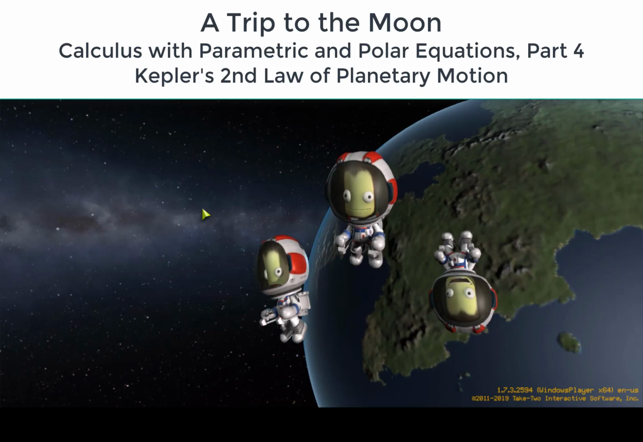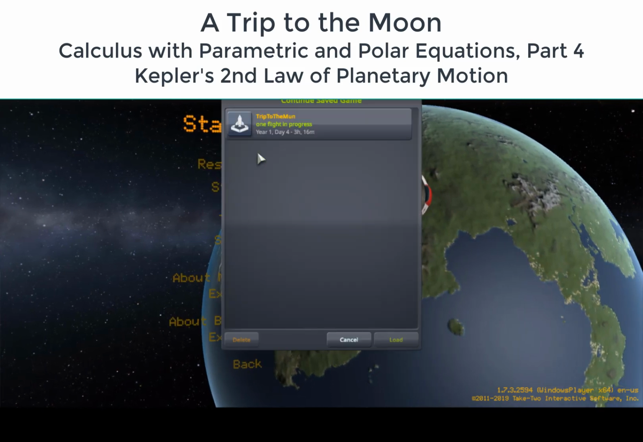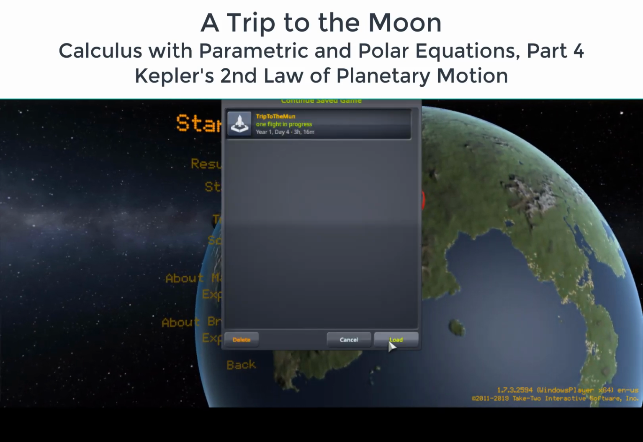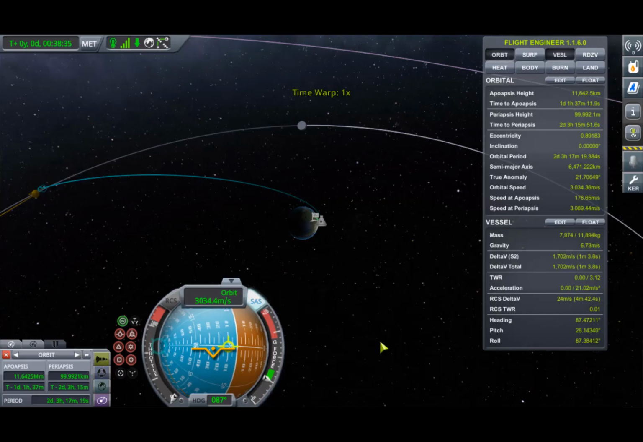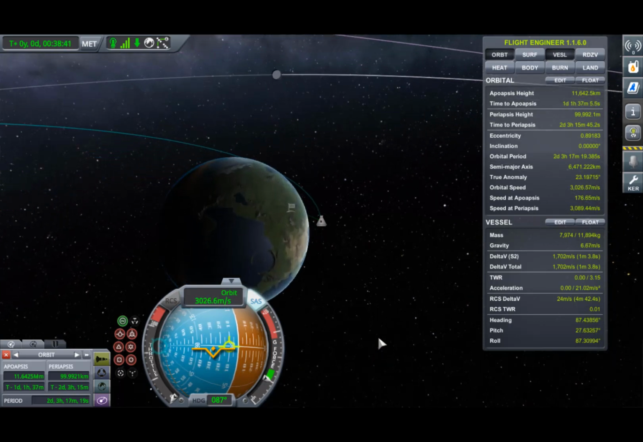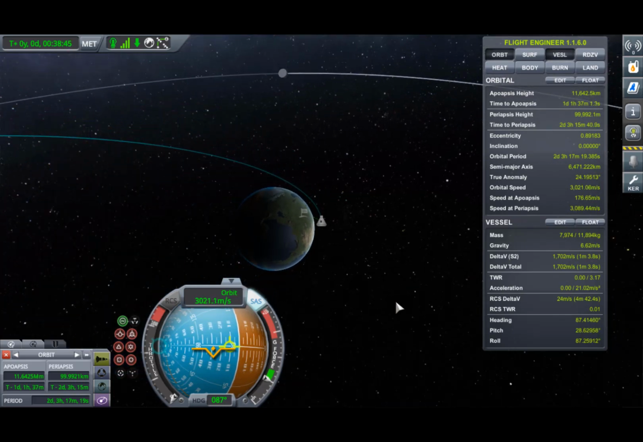This is a trip to the moon, calculus of parametric and polar equations, part 4, confirming Kepler's second law of planetary motion. Okay, so now we made it to part 4 of the series. We're studying the calculus of parametric and polar equations as applied to a trip to the moon, and because we're using Kerbal Space Program to illustrate these principles, actually we're taking a trip to the Mun, the nearest moon to Kerbin, the home planet of the Kerbals.